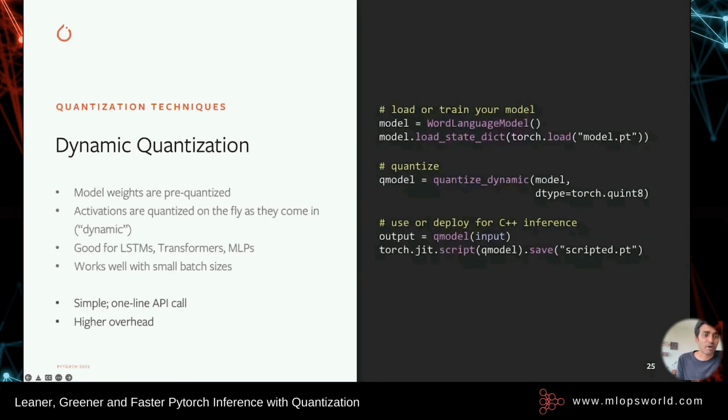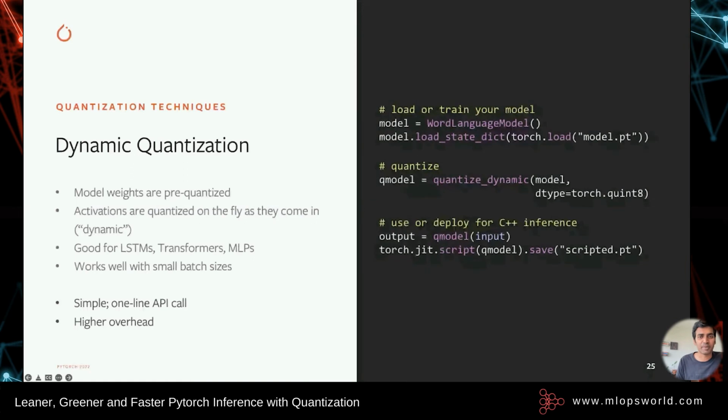And dynamic quantization will work best with smaller batch sizes. That's because with smaller batch sizes, you have smaller activation sizes. And because you have smaller activations, you have less overhead in quantizing them on the fly. So when you're using dynamic quantization, just remember these two thumb rules. It's good for LSTMs and transformers and even linear layers, which have very heavy weights. And it works best with smaller batch sizes.